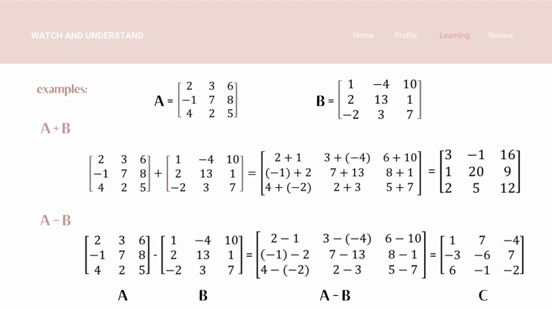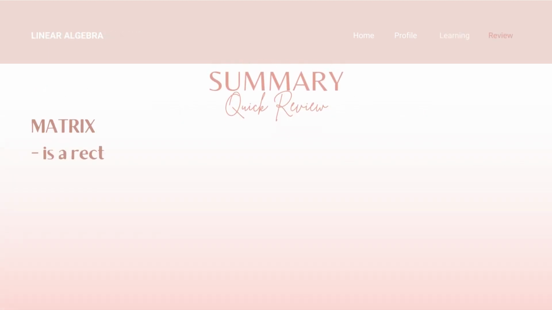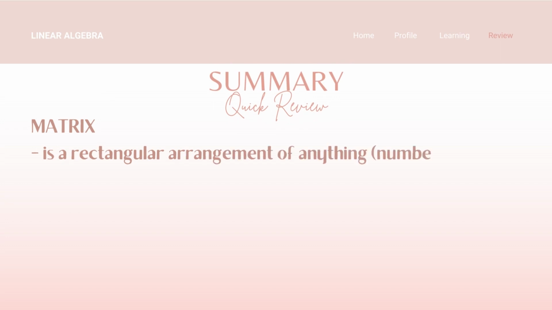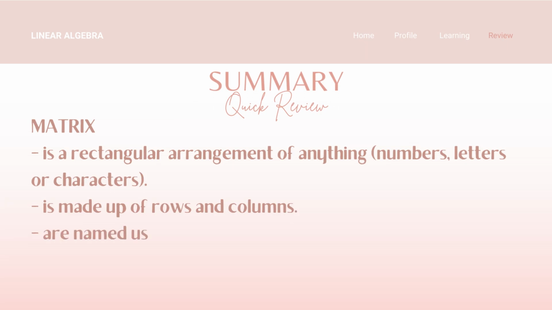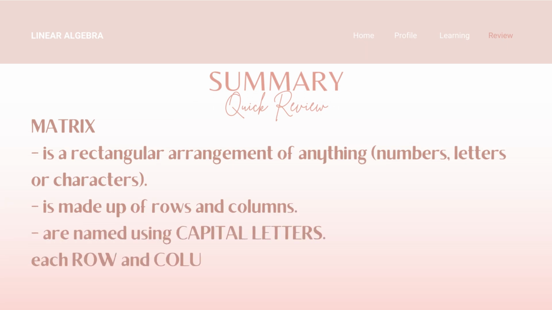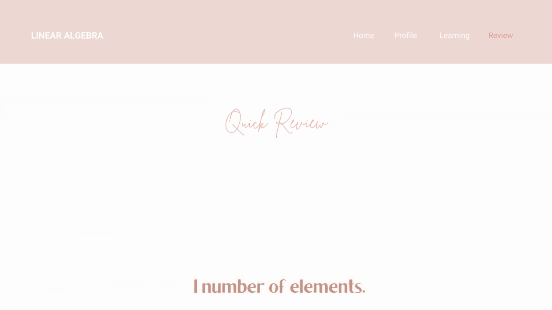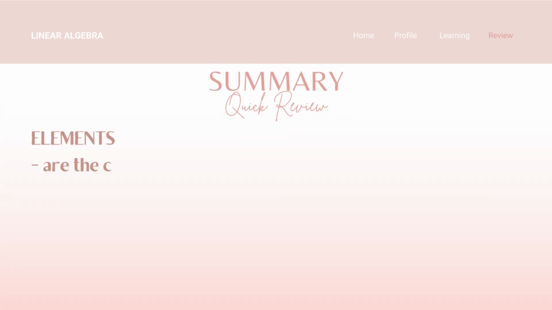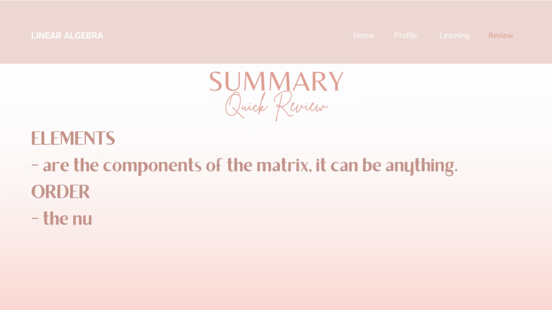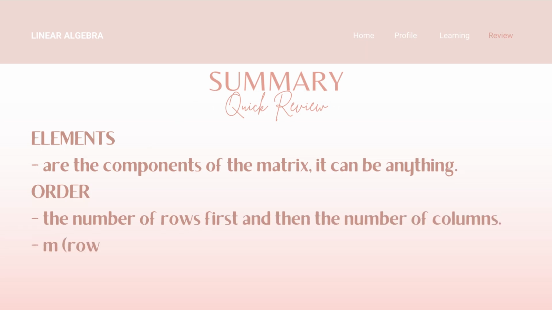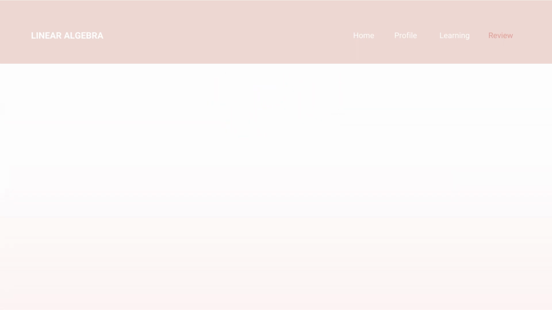Now let's have a quick review. A matrix is a rectangular arrangement of anything. It can be numbers, letters, or characters, and it's made up of rows and columns, and named using capital letters. Each row and column needs to have an equal number of elements. Elements are the components of a matrix. It can be anything. Order is the number of rows first and then the number of columns. M for rows, N for columns. M by N, not N by M.